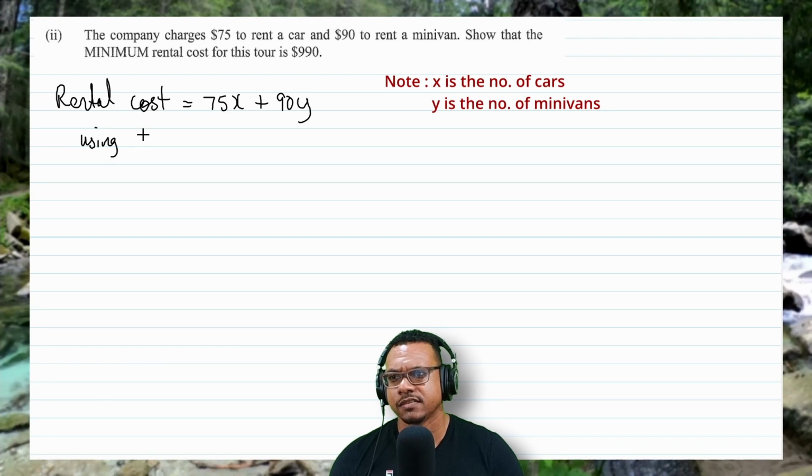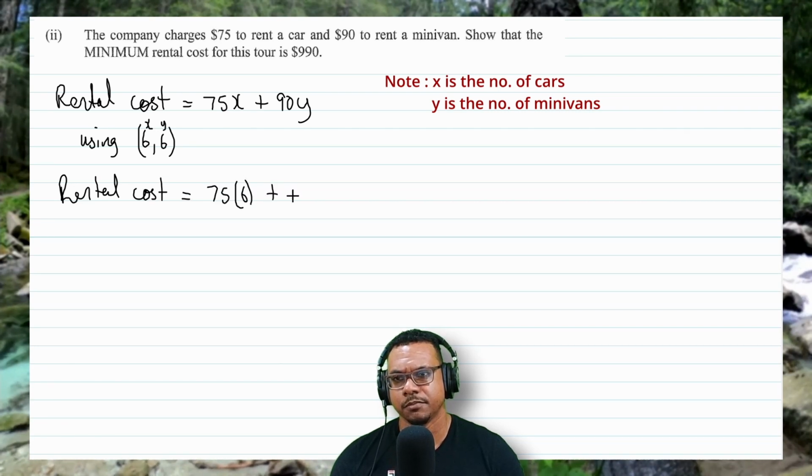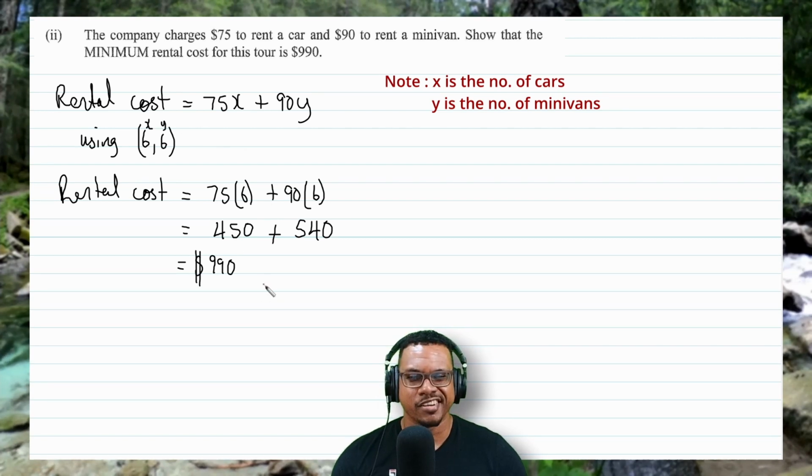Using 6, which is the 6 cars and 6 minivans, right? 6 is X, 6 is Y. I'm going to have my rental costs would be equal to 75 times X, which is 75 times 6, plus 90 times Y, which is 90 times 6. 75 times 6 is 450, plus 90 times 6 is 540. And that 450 plus 540 will give us 990. So we already seen that by using 6 cars and 6 minivans, you're going to get the 990.